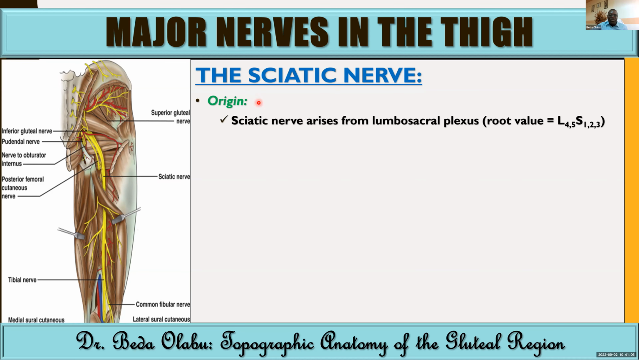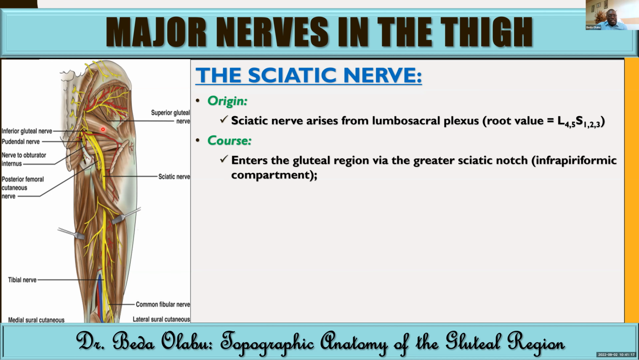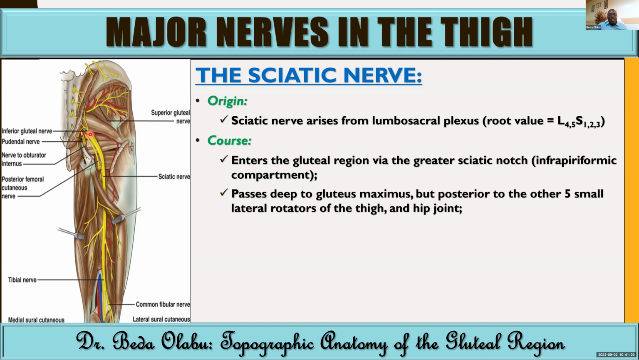The sciatic nerve arises from the lumbosacral plexus with the root value L5 to S3, as we mentioned in the previous session. Where does it pass? The sciatic nerve enters the gluteal region below piriformis. That's the infrapiriformic compartment of the greater sciatic notch. After it has entered there, it passes deep to the gluteus maximus muscle, but posterior to the other 6 small lateral rotators if you exclude the piriformis muscle.